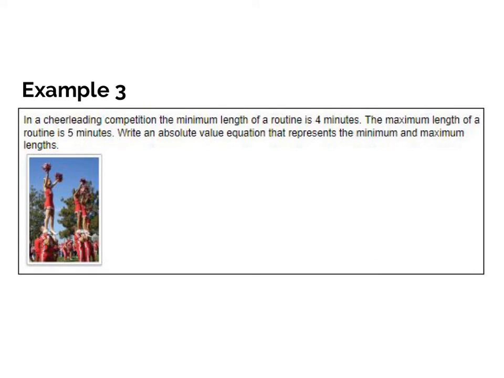All right, so now we're going to do a little word example using the absolute values. It says in a cheerleading competition, the minimum length of their routine is 4 minutes and the maximum length of their routine is 5 minutes. So we're going to write an absolute value equation. The key thing is we're going to write an equation that represents these minimum and maximum lengths. So we know that the minimum length is going to be 4 and the maximum is going to be 5. Think about this, we can use a number line. My low end, my minimum performance is going to be 4, my maximum is 5.